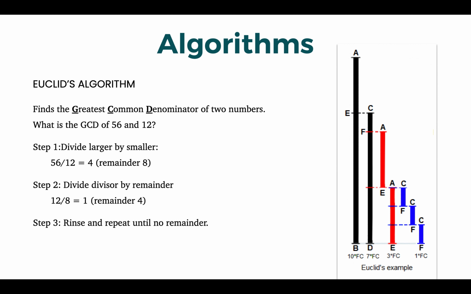You keep doing this until you no longer have a remainder. In this case, it's pretty easy. You only have to do it one more time, right? So you take the divisor, 8, and we're going to divide it by 4. There's no remainder, so GCD is the last divisor, right? So the greatest common denominator for 56 and 12 is 4. This is just an illustration of how this concept works, and I'll let you have a look at that illustration and sort of piece it together. It took me a minute, but once you get it, it makes sense, and the visual analogy is pretty cool.